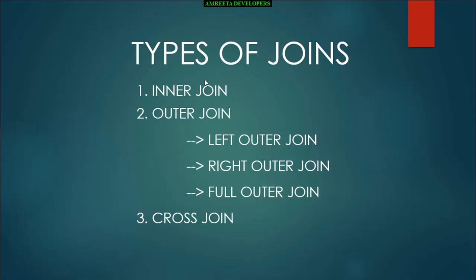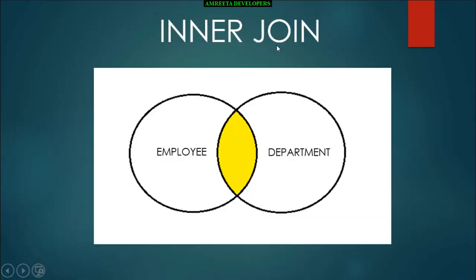We can create some queries and I will display them using an example. Let's start with inner join. Suppose we are taking 2 tables, the employee table and the department table. This circle is of the employee table and this circle is of the department table. If we use the inner join query, it means the common records between the employee table and the department table should be displayed.